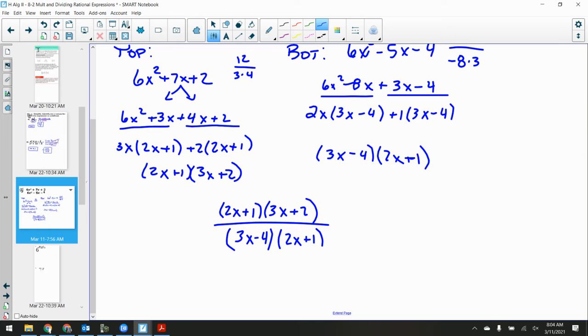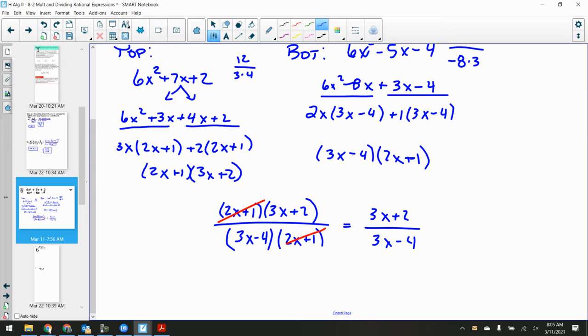What will cancel? The 2x plus 1. Leaving me with a 3x plus 2 over 3x minus 4. Now, will the 3x's cancel? No, that's being added with a 2 and a minus 4. Those will not cancel.